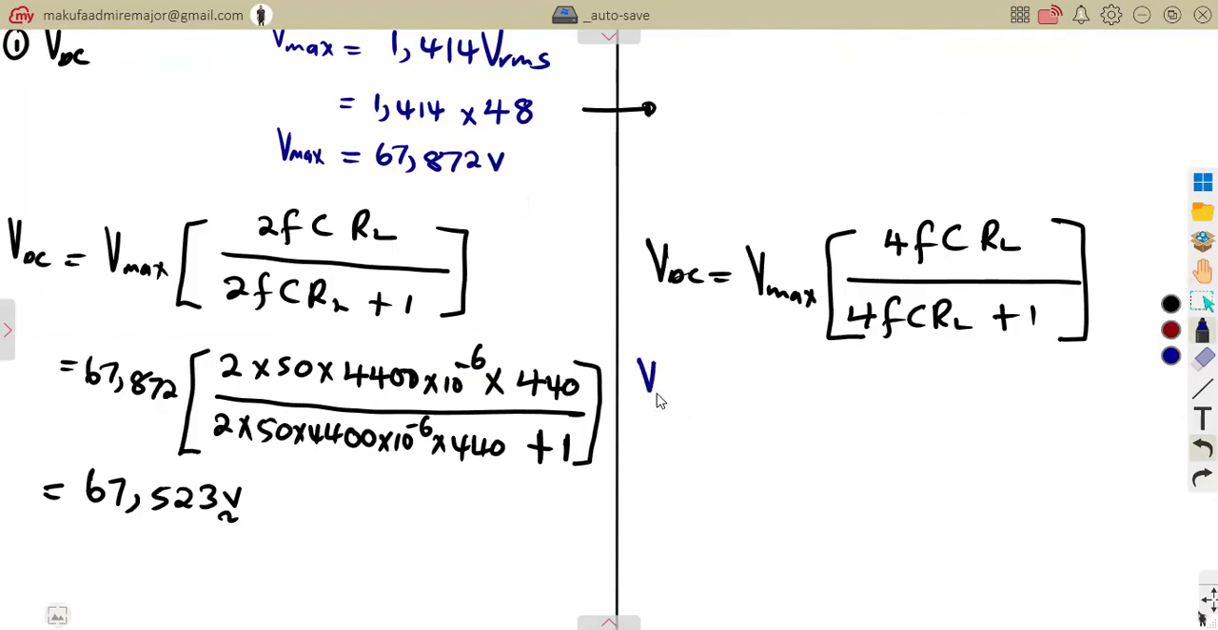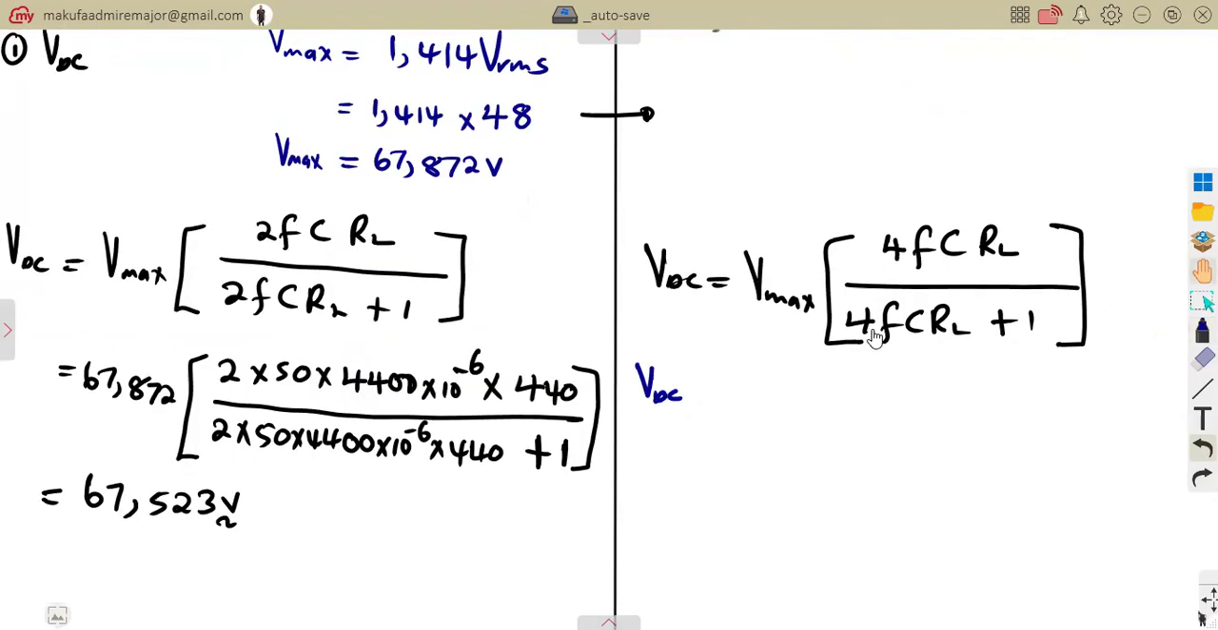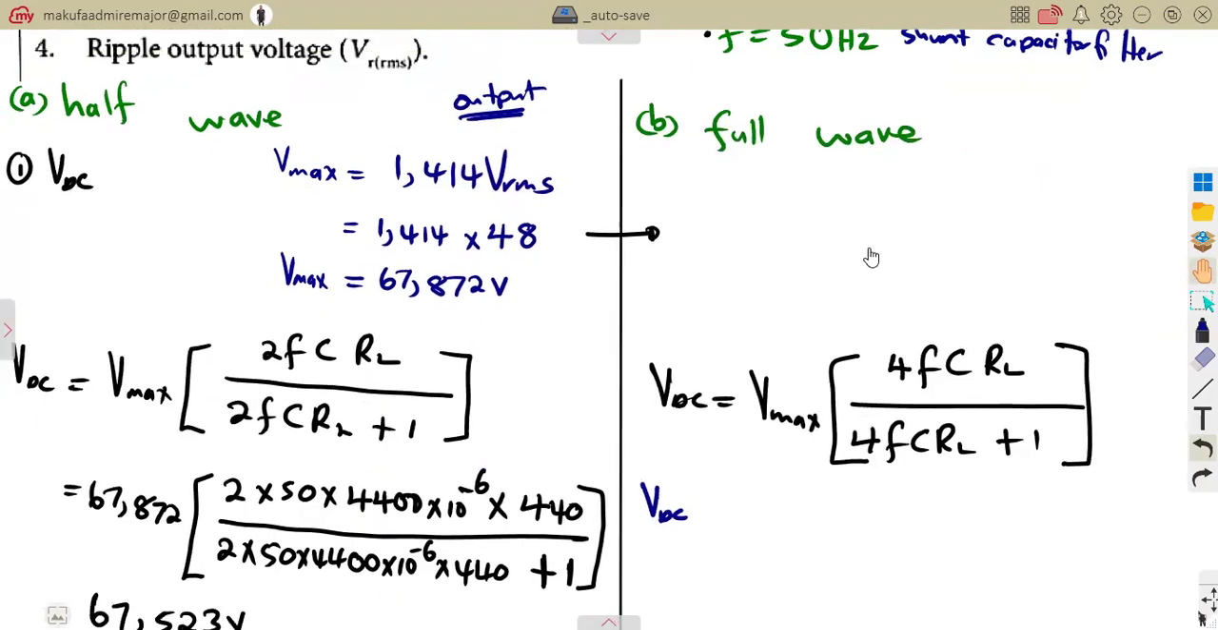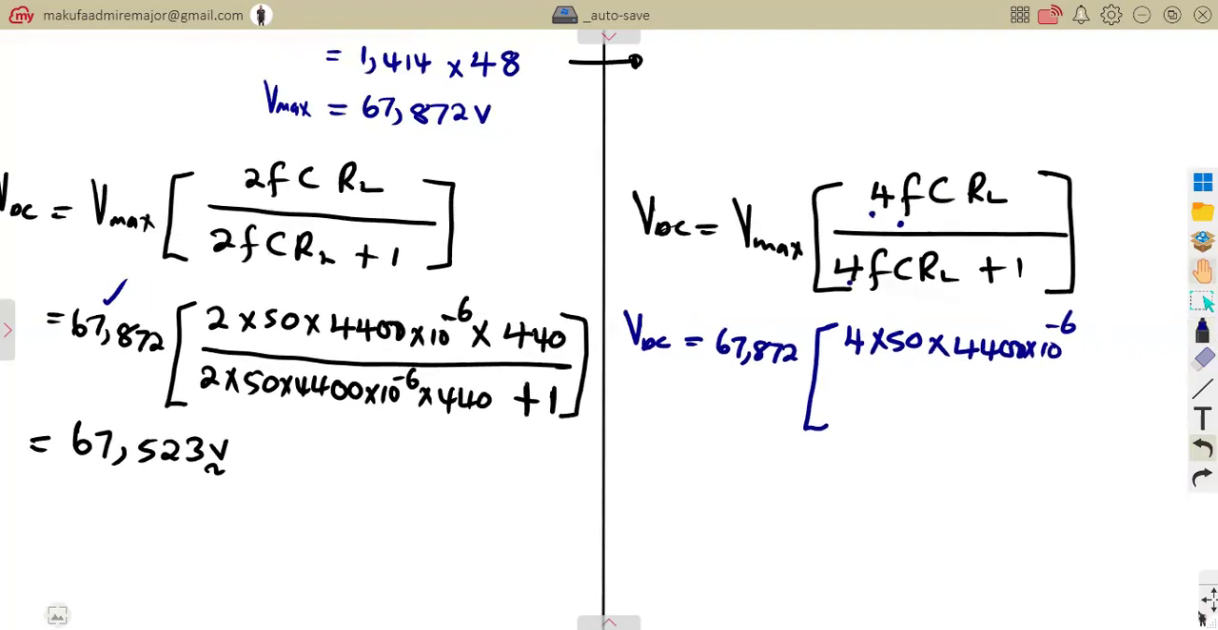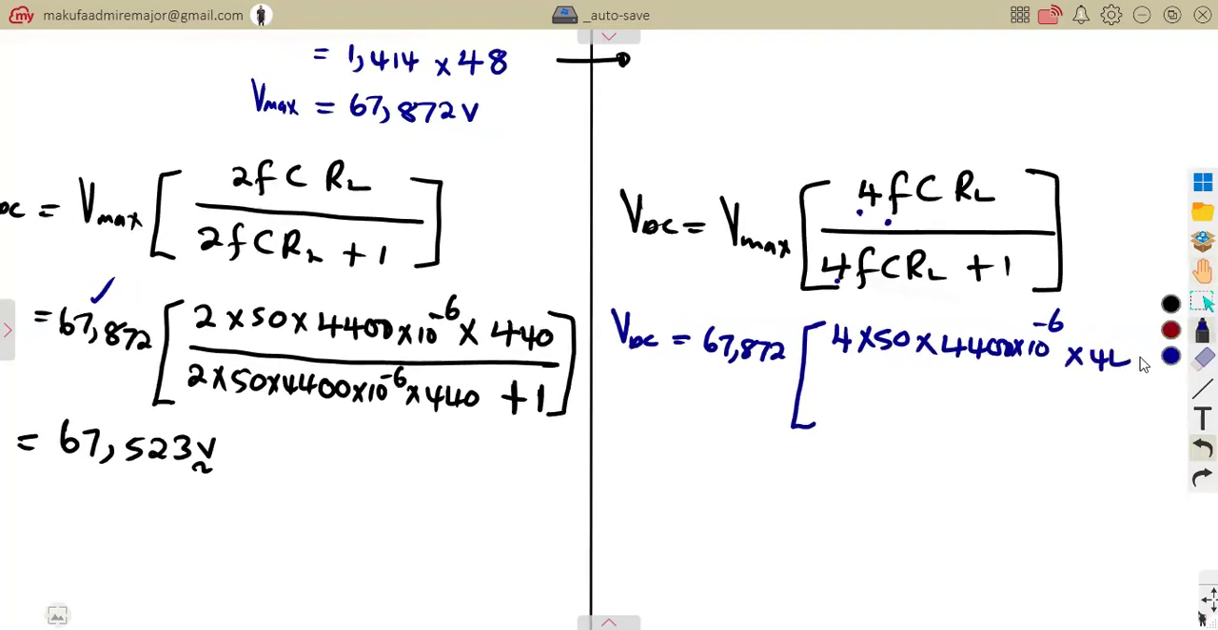What is just going to change on a full wave? Because remember, this side you are working with a full wave. On the full wave, what is just going to change is the 4 here. Everything is going to remain as it is. The maximum voltage, the one that we obtained, then that's going to be 4 times the frequency, which is 50. Capacitance, everything is just going to remain as it is, times 10 to the exponent of -6, your load resistance being 440. All right, so this part is a repetition also here.